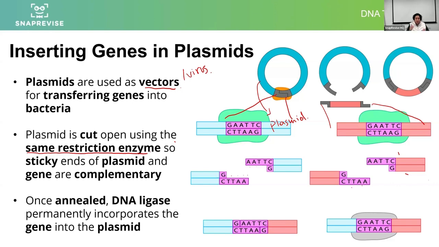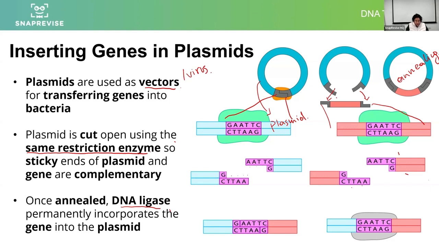What does that mean? That when I mix them together, the sticky end of my plasmid is going to anneal to the sticky ends of my gene of interest, and they will become one continuous piece of DNA. This stage here is called annealing. And the annealing is achieved by an enzyme called DNA ligase.